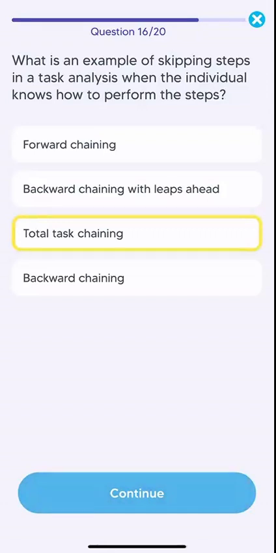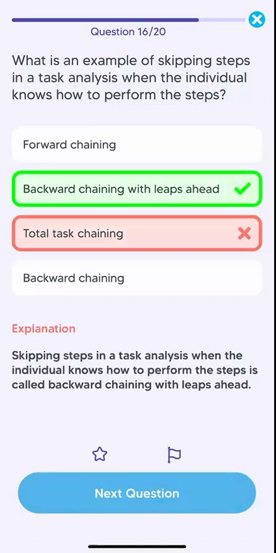No. Backward chaining, you will start from last to first. Forward, you will start from first to last. And backward chaining with leaps ahead. What is this one? I didn't see this before. You didn't study this? Could you explain the answer? No, I didn't.